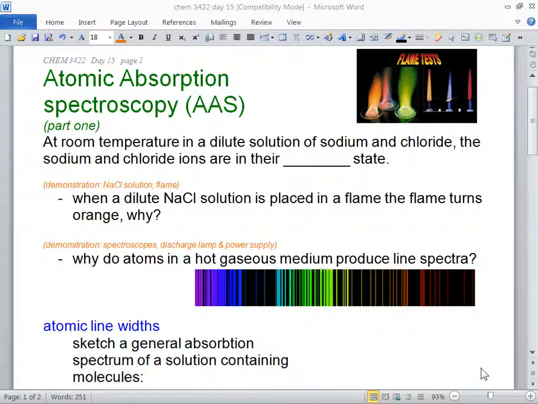Atomic absorption spectroscopy. Okay, so this technique we use to analyze spectroscopy's interaction between what and what again, Alyssa? Light and matter. So atomic absorption spectroscopy, what matter are we talking about?